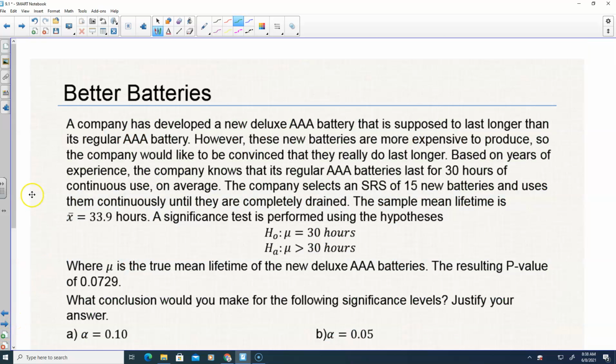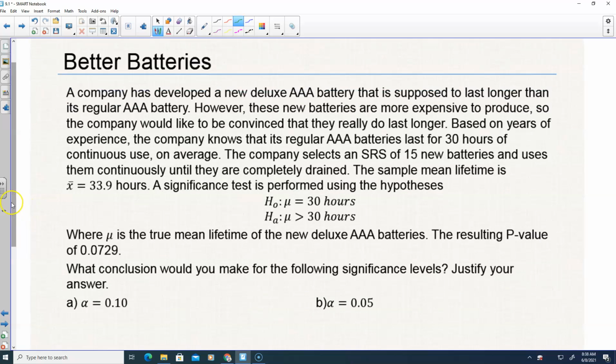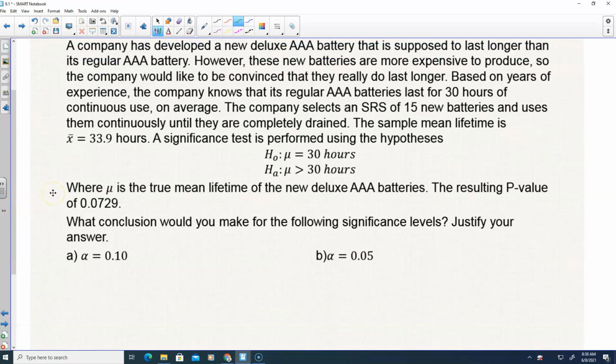So now let's look at this in context to a few scenarios. A company has developed a new deluxe AAA battery that's supposed to last longer than its regular AAA battery. However, these new batteries are more expensive to produce, so the company really wants to make sure that they do last longer. Based on years of experience, the company knows that its regular AAA batteries last about 30 hours of continuous use on average.